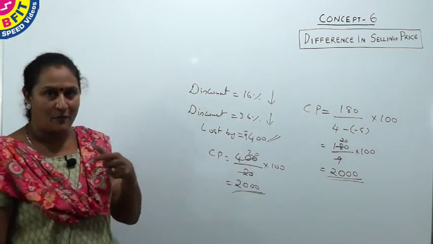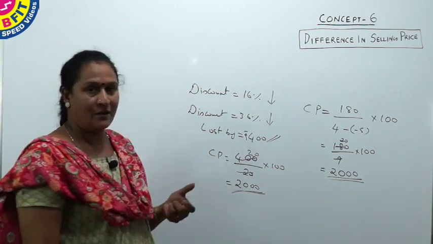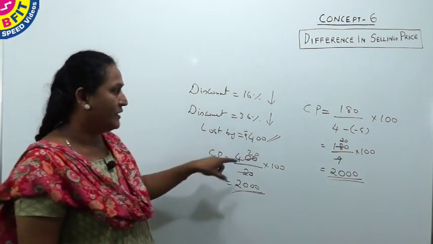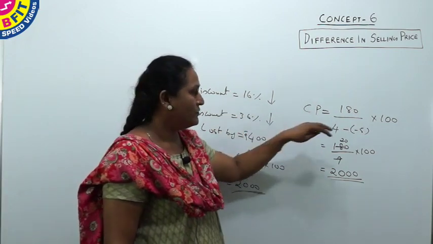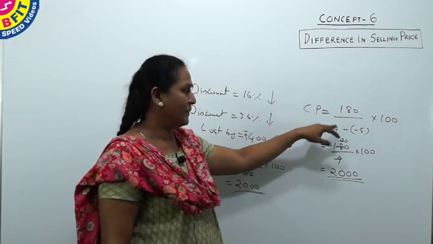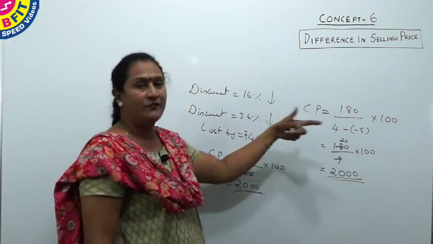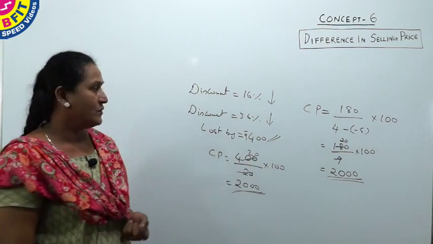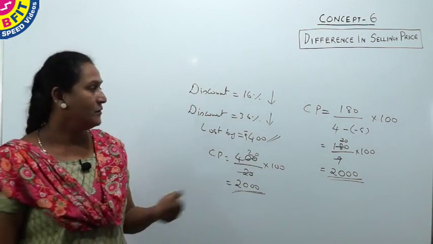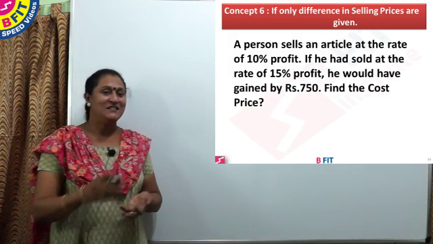So instead of complicating the working, read the question and understand it. Here the difference in selling price is given. Dividing it by the difference in profit percent, we get the cost price. So we'll see how to work out a question using this concept. We'll see the example.